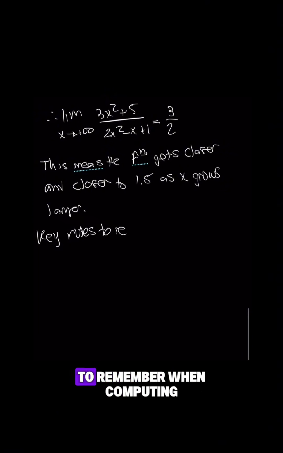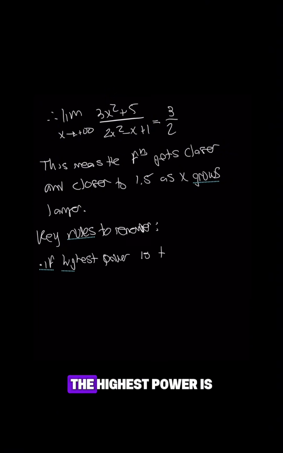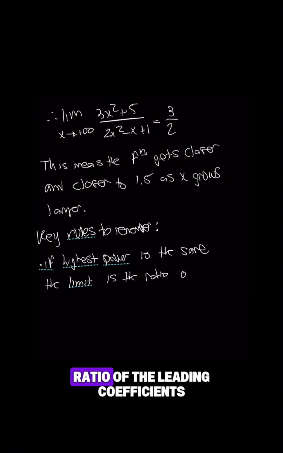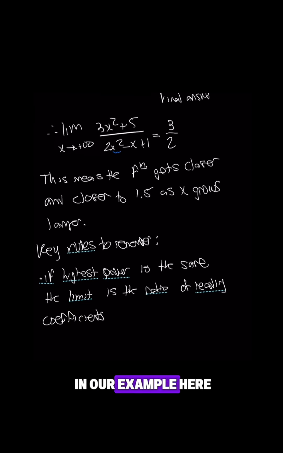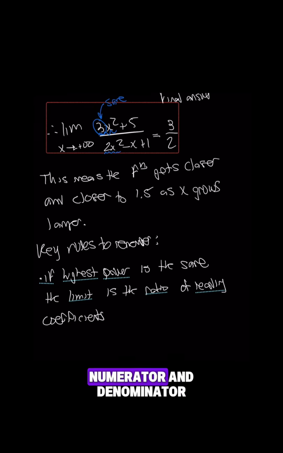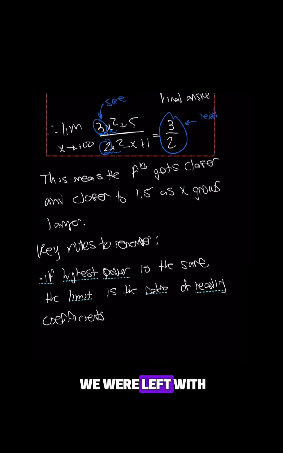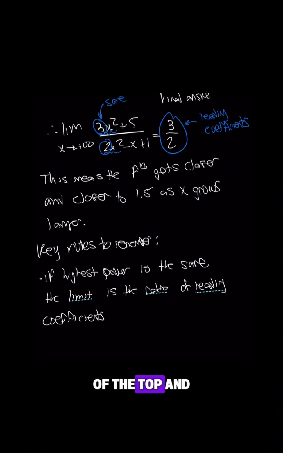So the key rules to remember when computing infinite limits is, if the highest power is the same, the limit is the ratio of the leading coefficients. As we can see in our example here, the highest powers were the same in the numerator and denominator. You can see that we were left with just the leading coefficients of the top and the bottom terms.